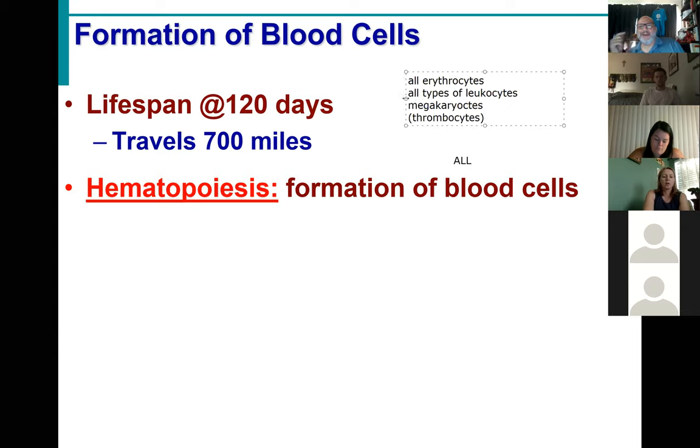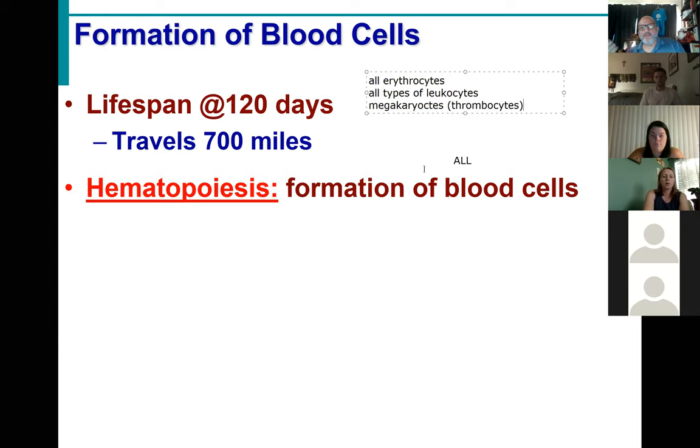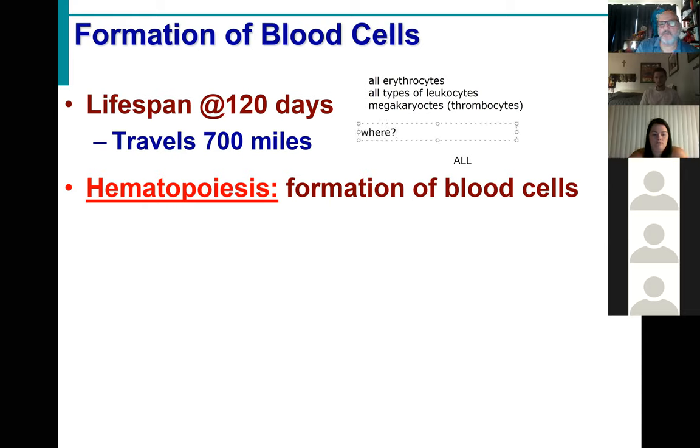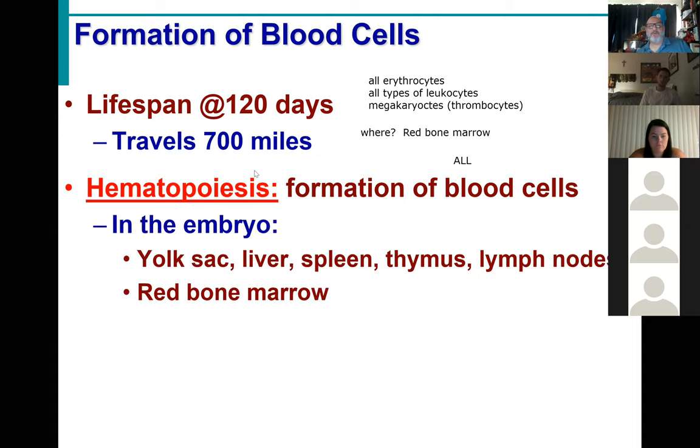All of these have to occur, right? We have to be able to make more of all of these. And where do you think this occurs? Where do we make more formed elements? Blood or bone marrow. And you get partial credit for that. Red bone marrow. There we go. Red bone marrow, absolutely. In the red bone marrow, right? In an adult, I should say, right?